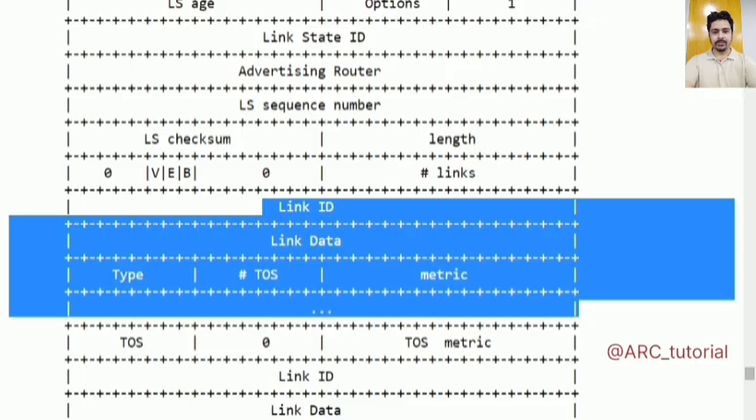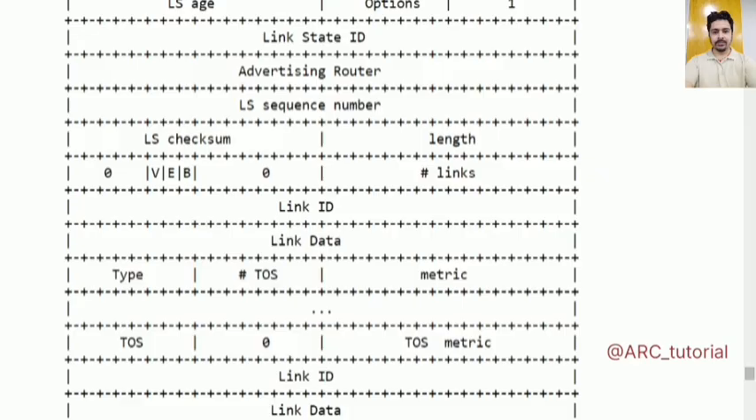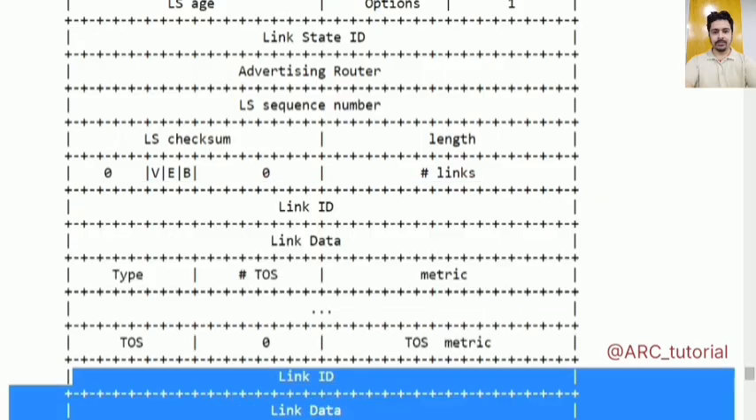Up to here, this is one link's information, and then further, this can also contain another link's information. Then further, it can also contain another link's information. That's why I said that within a single router LSA, you can have multiple links' information, multiple networks' information. Fine.